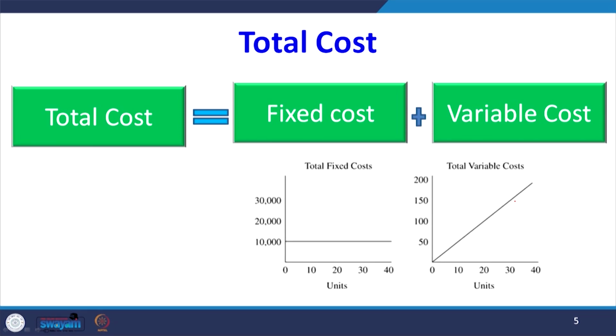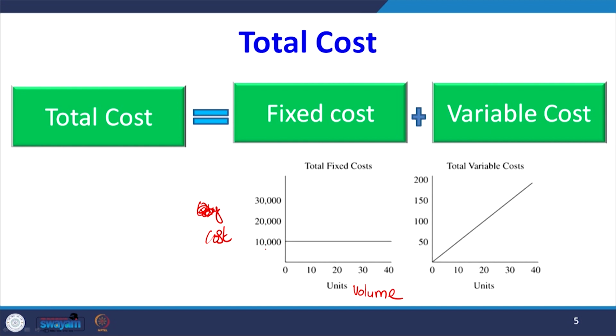What is the fixed cost? In the x axis is volume, in the y axis is cost. You see, even though the volume increases, the cost is fixed, for example $10,000. So, this is an example of fixed cost.